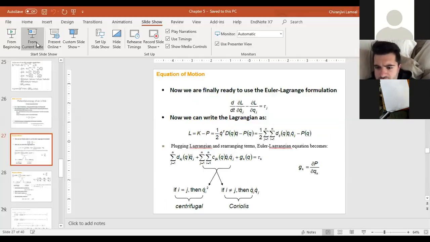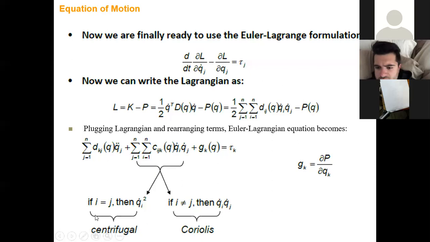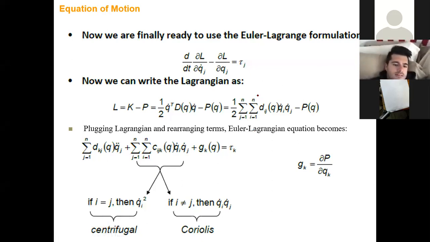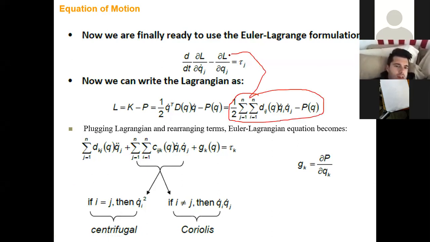Because the whole idea is to plug this in. You have to plug this guy in here, do a couple of pages of derivation, and you get here. Okay, I'm not going to derive this. If you want, you can look at the book. The book has the derivation.